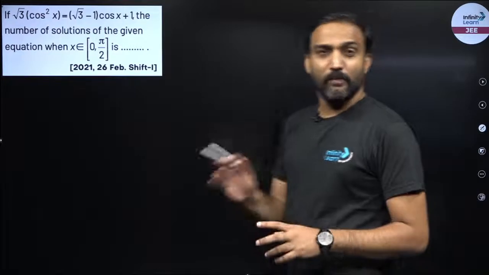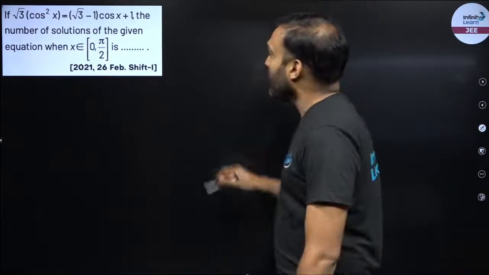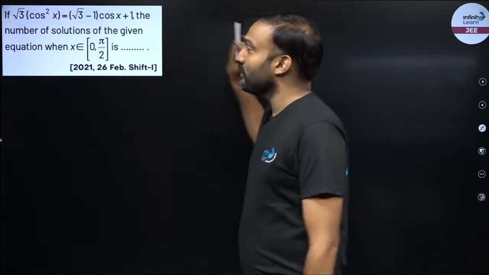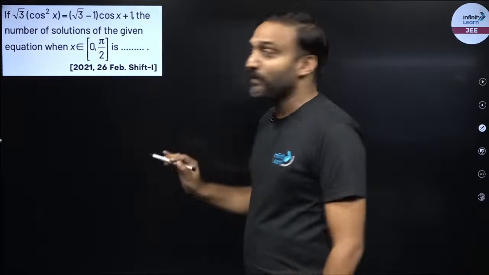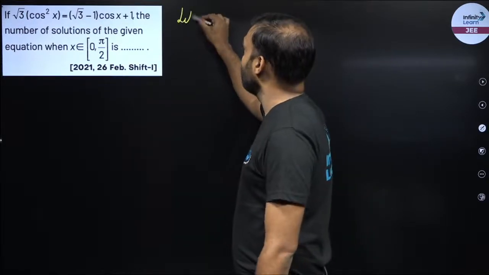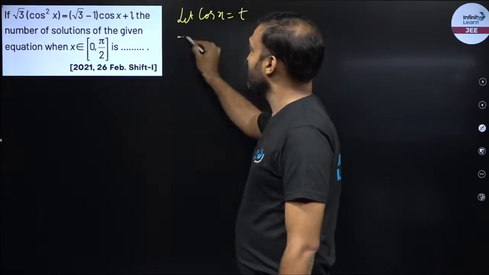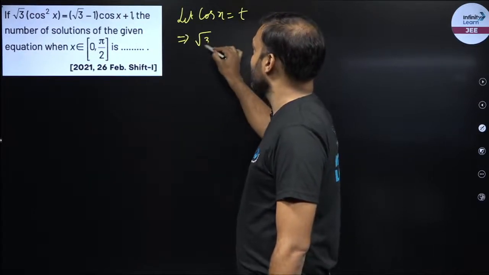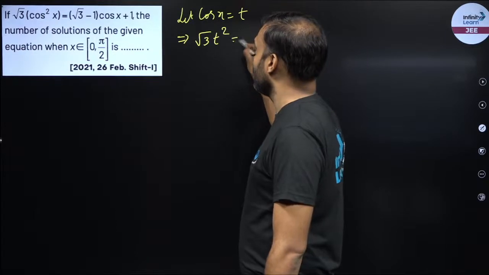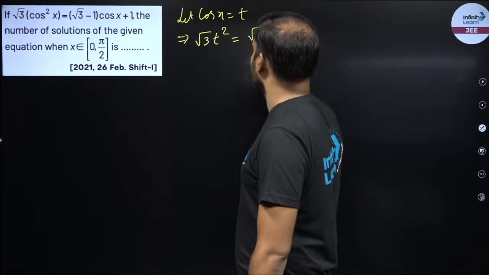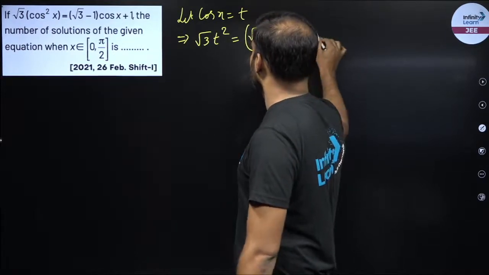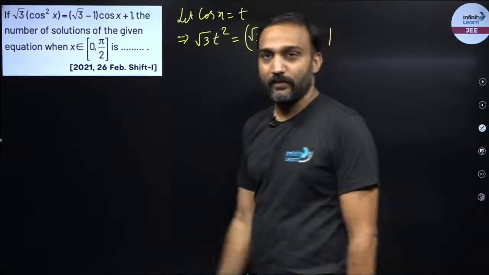So I have to find the number of solutions in the first quadrant. Now if you observe this equation, everything is in cos, right? So half of my problem is done. I can just put cos x is equal to t and nothing else. So if I put cos x is equal to t, this becomes root 3 t square is equal to (root 3 minus 1) into t plus 1, right?